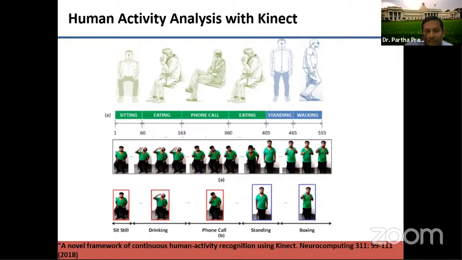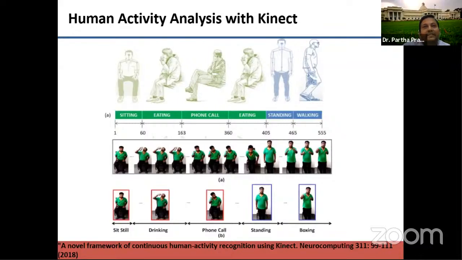So for example, from the first frame to the 100th frame, he was sitting. And then after that, from the 100th frame to 150, he was talking over the phone. Then he was eating something. Then he did some walking like this, okay? So those continuous activities in a video could be decoded by this machine. What action this person is doing, whether he's sitting or standing, whether he's drinking or eating, and for what durations.